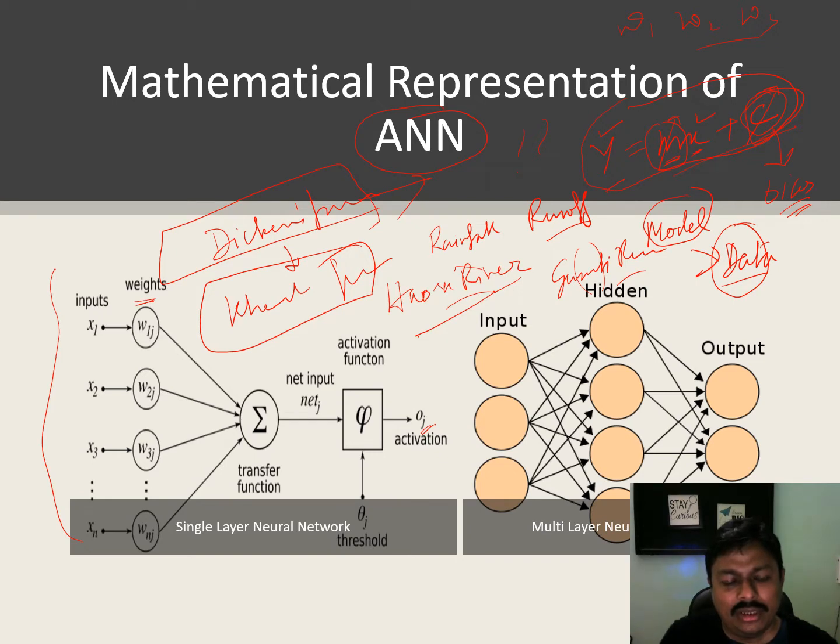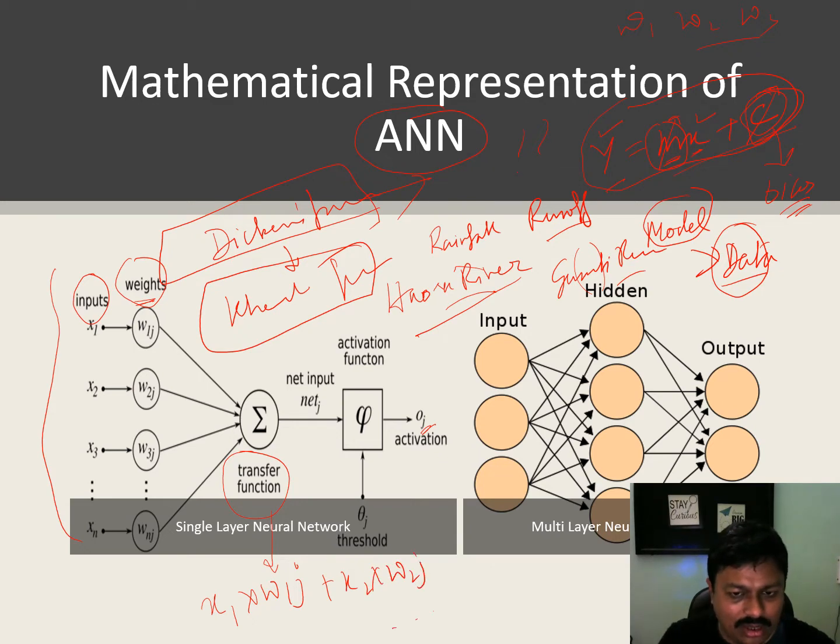What happens is we sum the products of input and weight. In this transfer function, we sum these values: x1 into w1j plus x2 into w2j and so on, up to xn into wnj, because there is only one output. After summing up, we use our activation function.